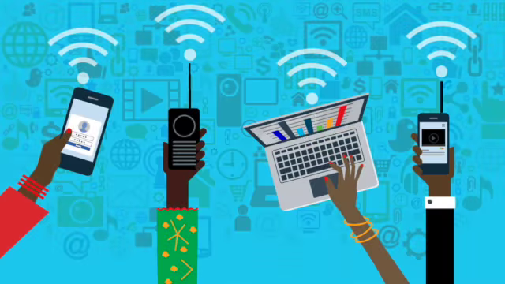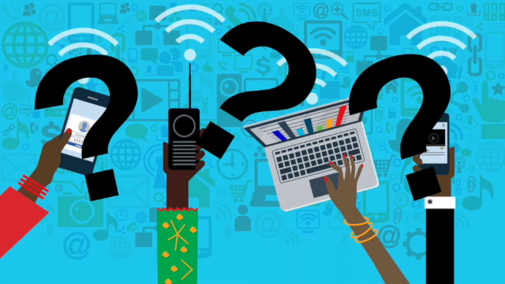So, the internet is totally changing how people interact and connect, but how does it work? How do computers all across the world actually communicate with each other?